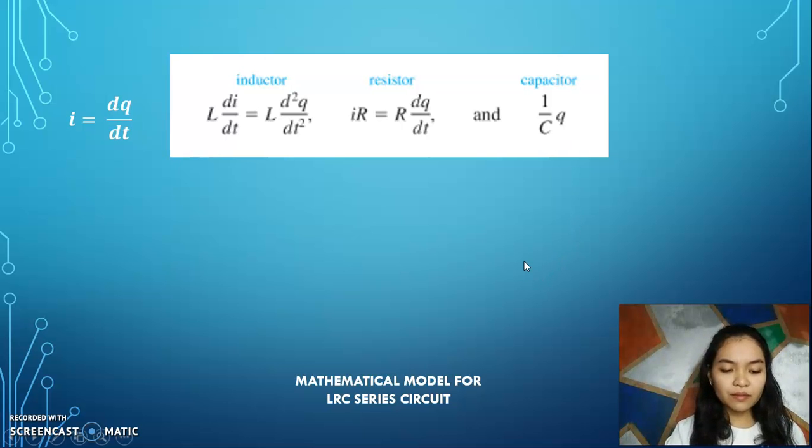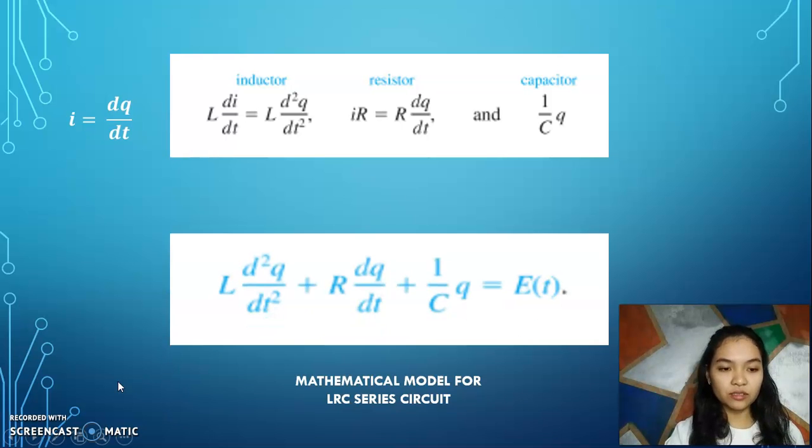And equating the sum to the impressed voltage yields the second order differential equation L d squared Q over dt squared plus R dq over dt plus 1 over C Q is equal to E sub t. And then that will be our mathematical model for the LRC series circuit.